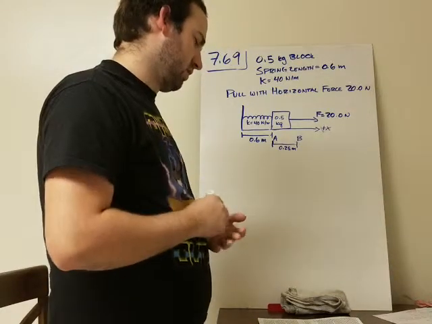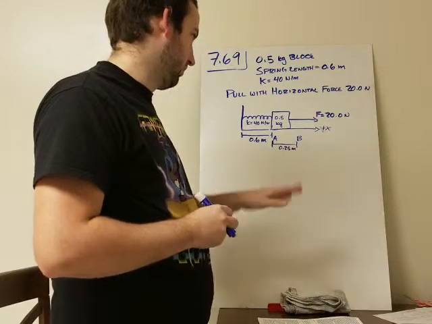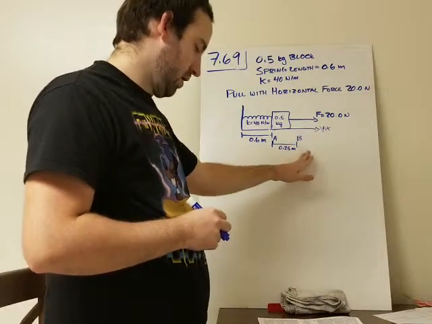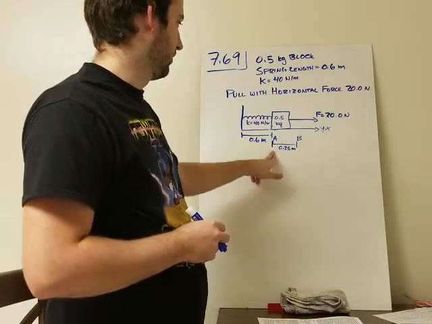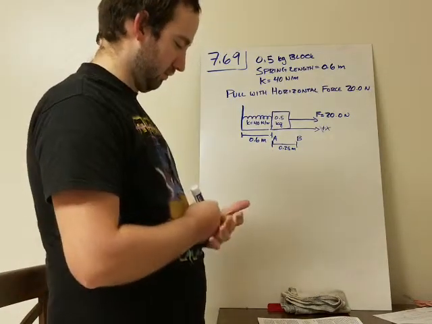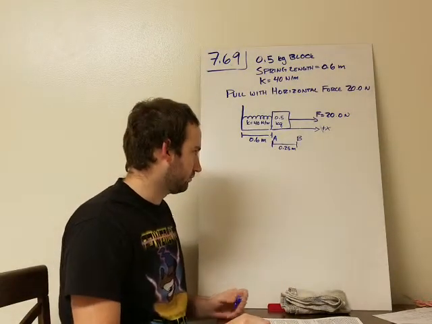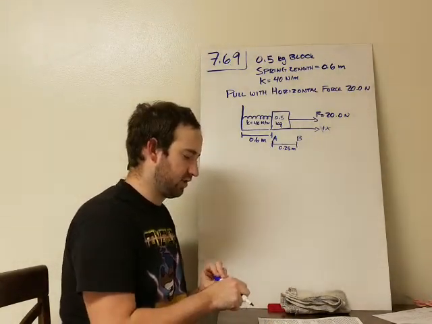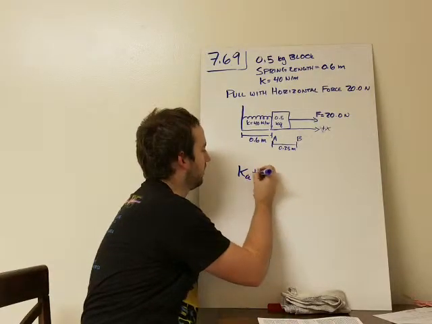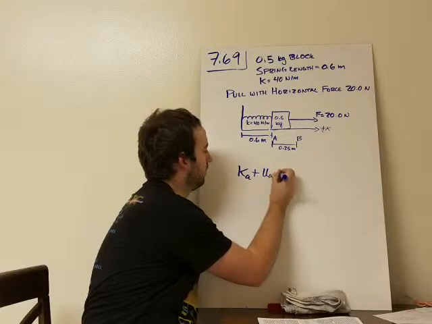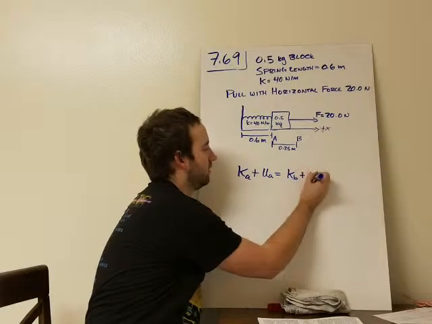Part A wants to know, what is the speed of the block when the back of the block reaches point B, which is right here, which is 0.25 meters right of point A. So this section right here. The way we do that is through our conservation of energy equation. So we know that KA plus UA equals KB plus UB.